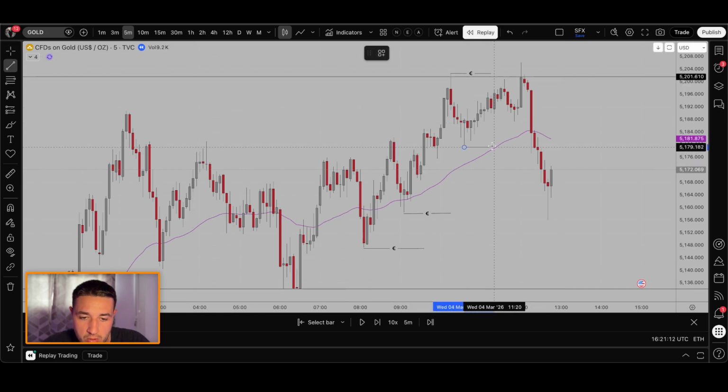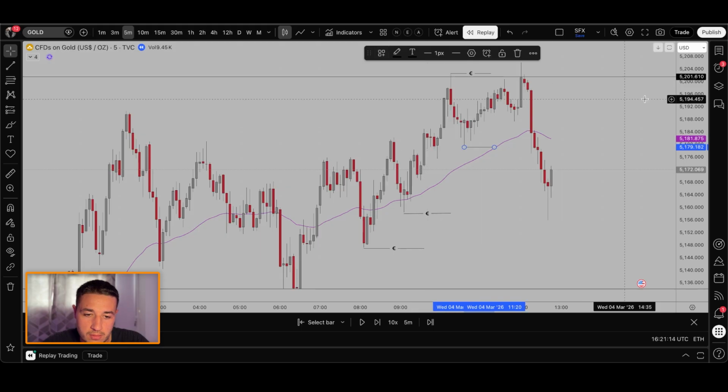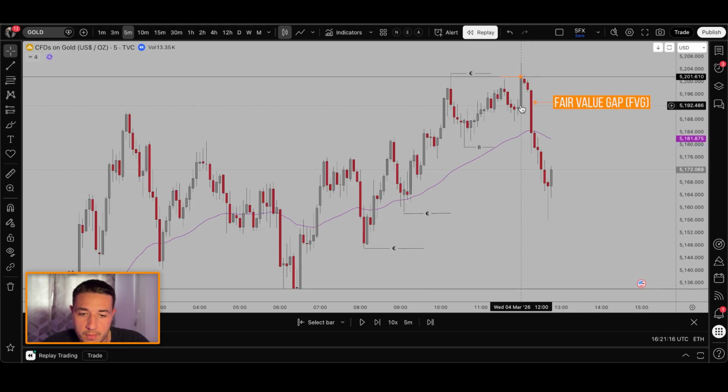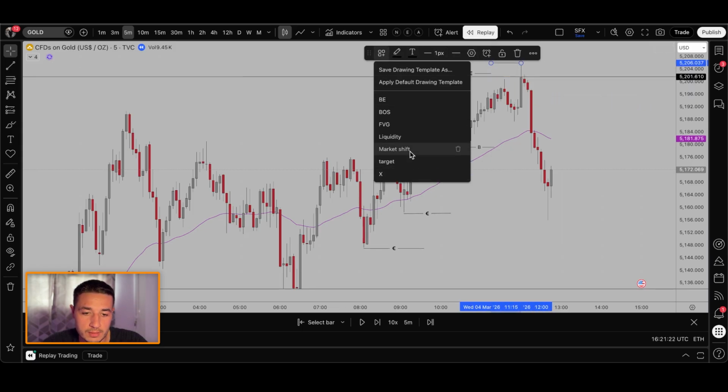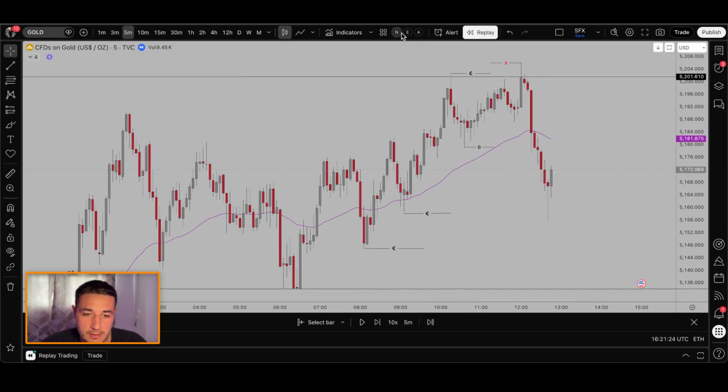Okay, so we had a break of structure. We created a fair value gap. We have the order block. We took out liquidity to the left side. We did all of it, right? I'm gonna mark that up. X. We did all of that.